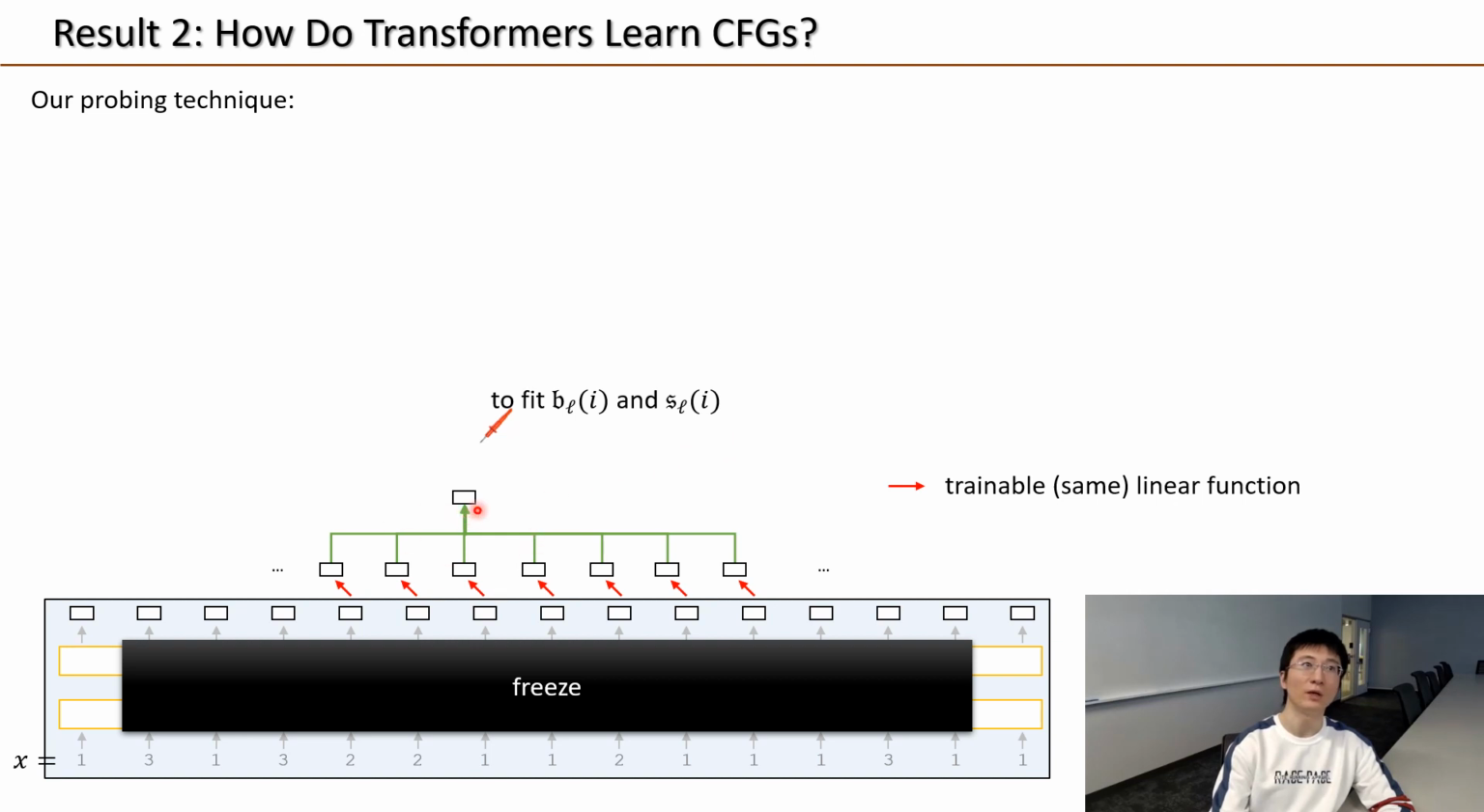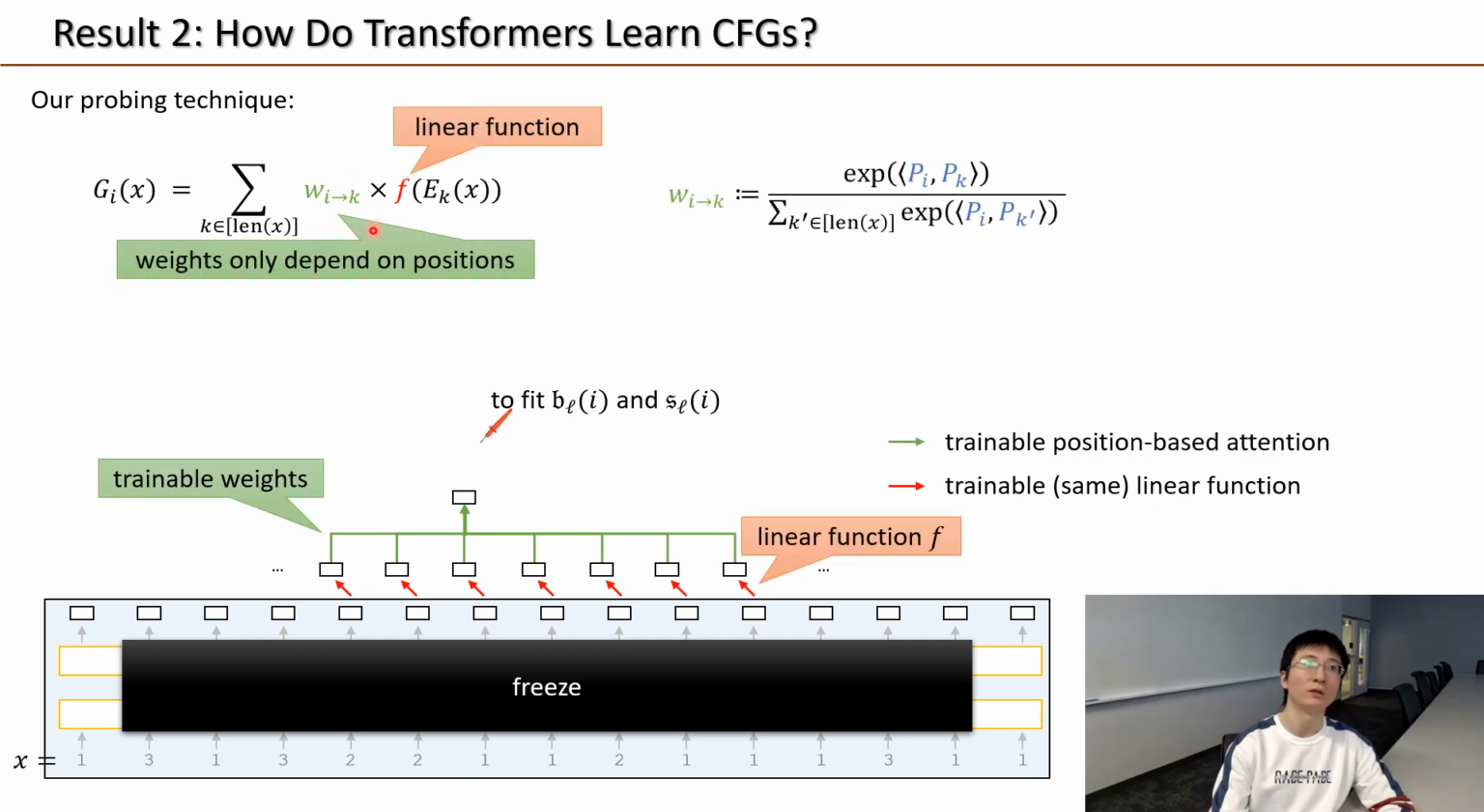And here the weights are determined by a weight matrix that is also trainable, but the weight matrix does not depend on the input X. It does not depend on the sequence. It only depends on, for instance, if I care about the weight that goes from I to K, then it only depends on the position I and the position K. And there are many ways to parameterize this.